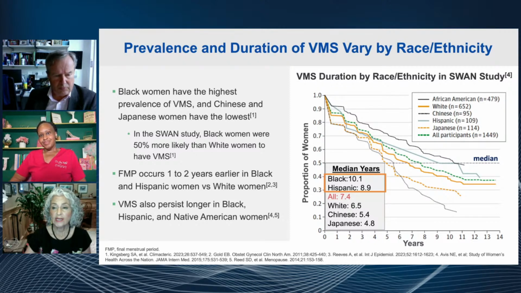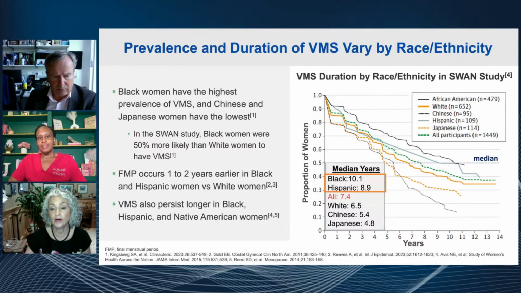And we do see Chinese and Japanese women from the SWAN study. So these are US women. The Chinese women were largely first generation immigrant women. The Japanese women were more acculturated to America, but both of those groups had shorter durations of vasomotor symptoms.